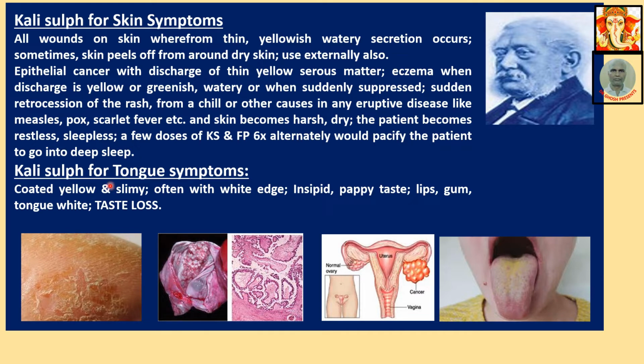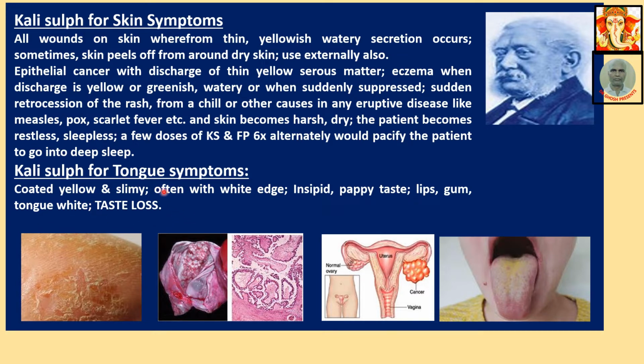Just you have to be confident, you have to acquire knowledge and apply this in a particular place. Kali Sulph for tongue symptoms: coated yellow and slimy, often with white edge, insipid, pappy taste; lips, gums, tongue white, taste loss.